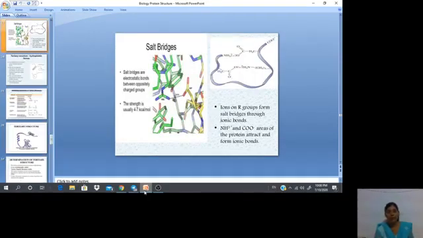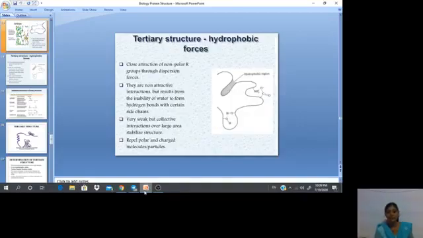Salt bridges also stabilize the tertiary structure. These are electrostatic bonds between oppositely charged groups. The strength of this bond is 4 to 7 kilocalories per mole. Ions of R groups form salt bridges through ionic bonds. It is shown in this diagram.